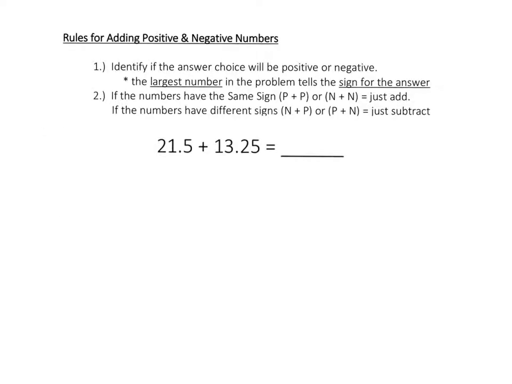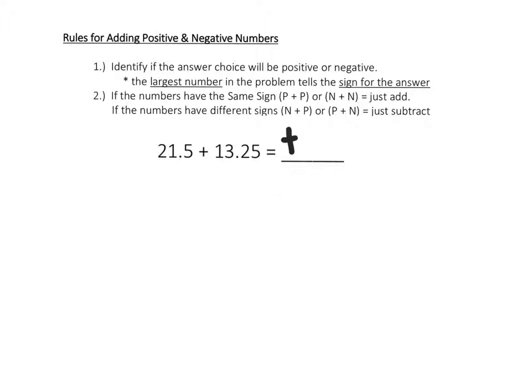Here we have our first example, 21.5 plus 13.25. So we go to rule number 1 and we try to identify if the answer choice will be positive or negative. The largest number will tell us the sign. So the largest number here is 21.5. So we know our answer will be a positive. Now we go to our second rule. If they have the same sign, we just add. Both of these numbers are positive, so we can just add.